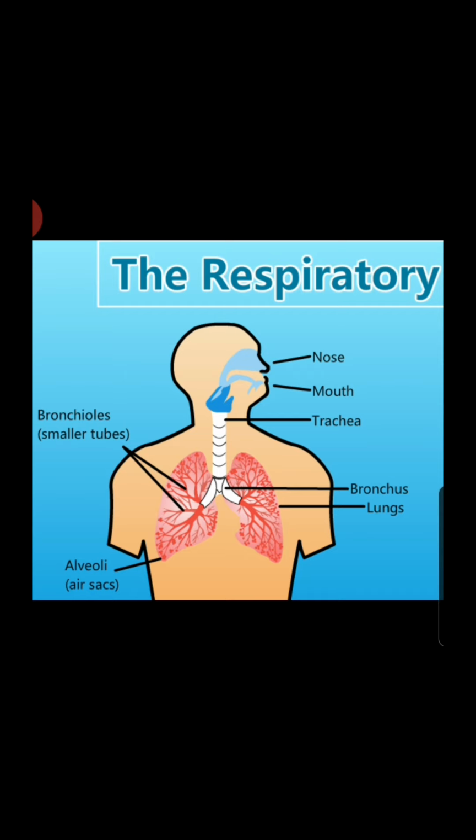So the same passage in which the oxygen came in, the carbon dioxide will go out, but in the opposite direction: from the air sacs to the bronchioles, from the bronchioles to the bronchi, then to the trachea, which is the windpipe, then out from the nose or the nostrils. So this is the whole process of respiration.